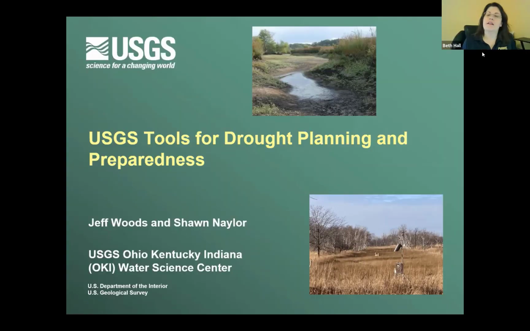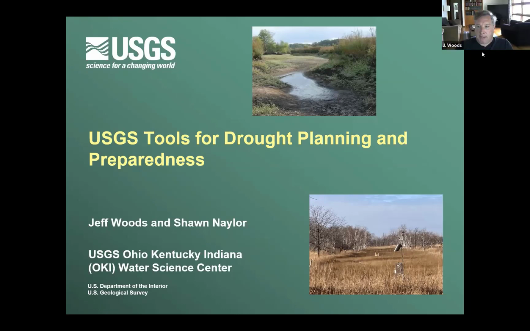Welcome back, everyone. I hope the break was good, you were able to step away, refresh yourself, and stretch the legs. This is the second part of the two-part series of tools from agency partners that can help us better prepare for drought. The first one will be from the USGS, followed by a presentation by USDA, and then finally a presentation from the Army Corps of Engineers. So our first presentation is being offered by Jeff Woods and Sean Naylor with the USGS, and I will let you guys take it away.